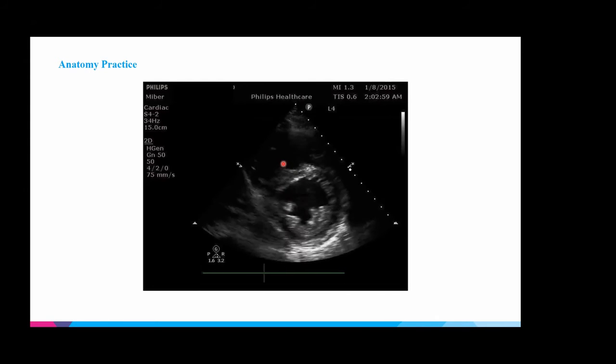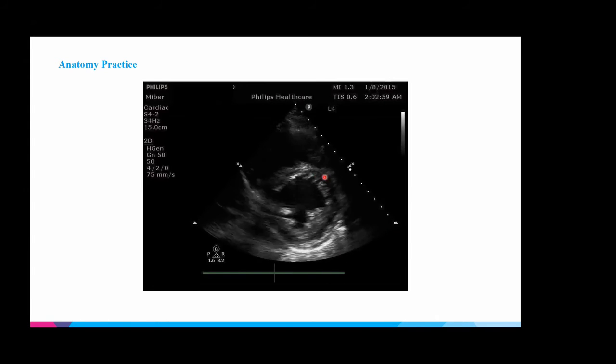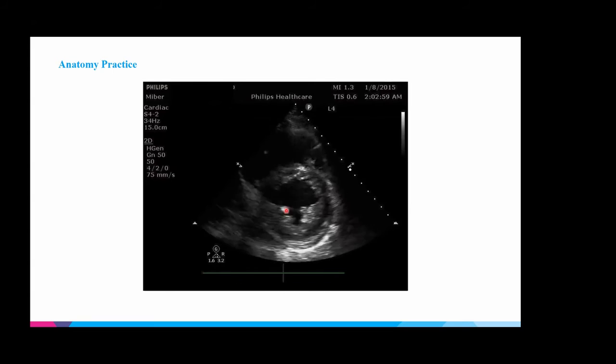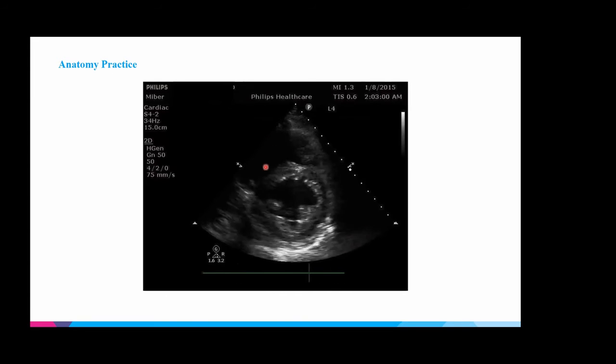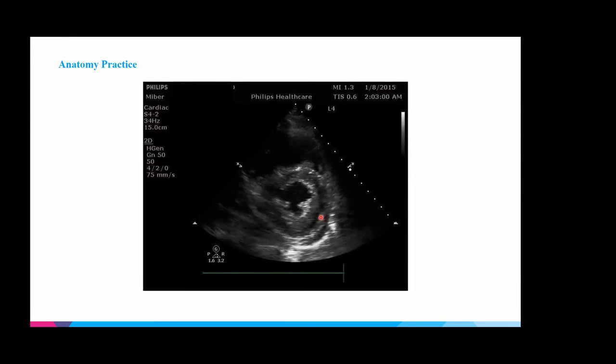This is a parasternal short axis. Exactly. Okay. And then what is this structure here? LV. Okay. And then what's up here? RV. Excellent. And then this here? The septum. Yep. Perfect.